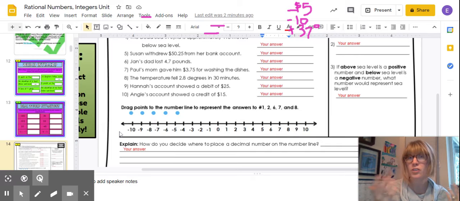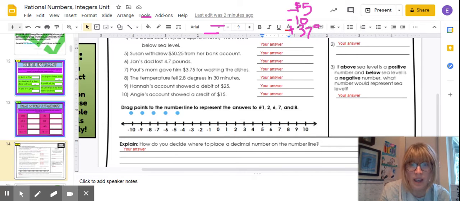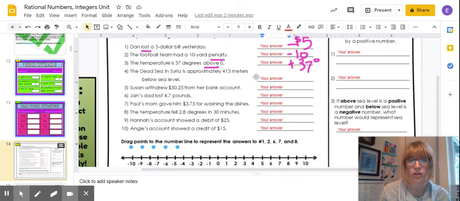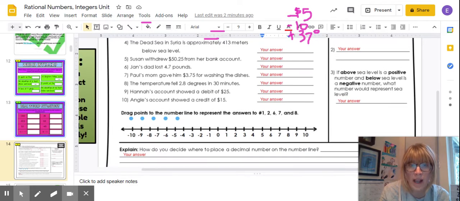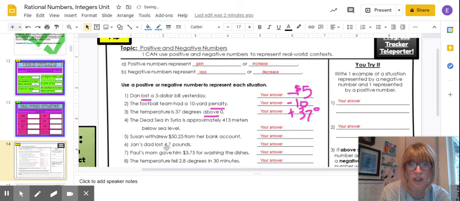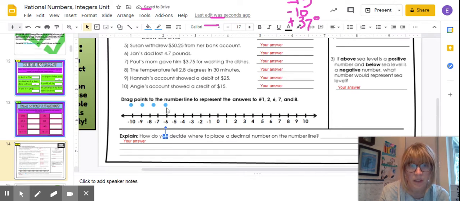So you can think about dragging these points, right? We want to represent the answer to number 1, 2, 6, 7, and 8. So let's look. For number 1, we had that Dan lost a $5 bill. So we want to drag one of these little dots to negative 5. Well, let me do it. Negative 5.